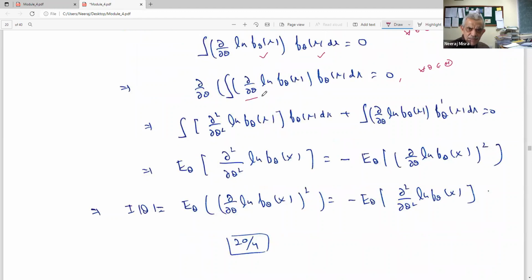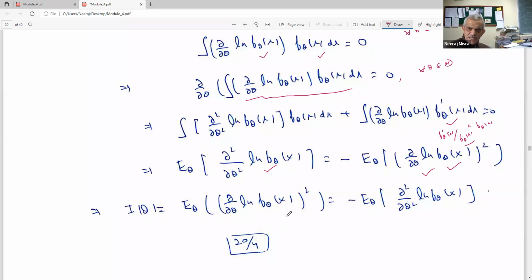If I take the derivative inside, that means I take the derivative of these two quantities. When I take the derivative of the first, it becomes ∂²/∂θ² log f_θ(x) times f_θ(x) dx. Then there will be a plus sign. The second remains as it is: ∂/∂θ of log f_θ(x), and f_θ'(x) dx. What is this? The first is the expected value of ∂²/∂θ² of log f_θ(x). In the second, I have divided by f_θ(x) and multiplied by f_θ(x). If I divide by f_θ(x), f_θ'(x) by f_θ(x) is the same as ∂/∂θ of log f_θ(x). So this square, multiplied by the density, becomes the expected value of this quantity.